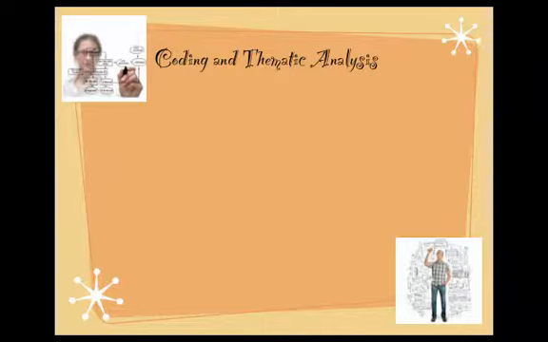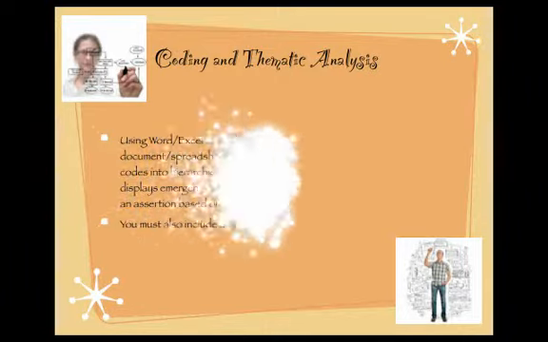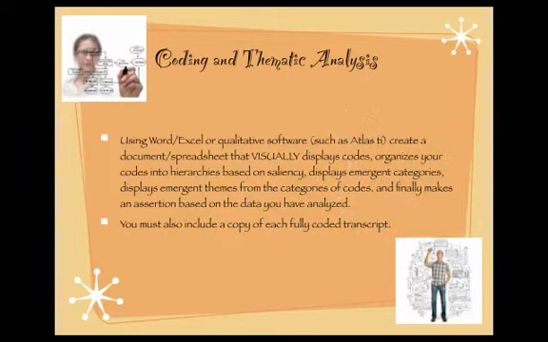Now, moving on to coding and thematic analysis. You're required to use a Word, Excel, or some type of qualitative software to create a document, spreadsheet, or some type of visual representation of how you went about coding. And that means from the very beginning of coding to the very end of your analysis. You want to detail every single step in the process. That's called your audit trail.